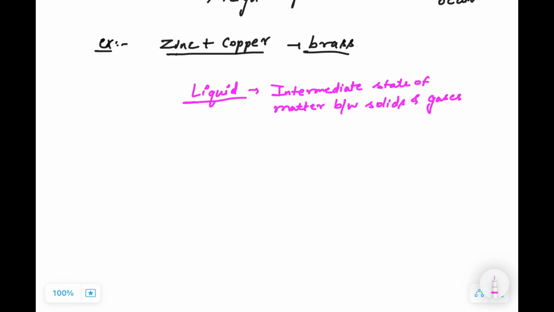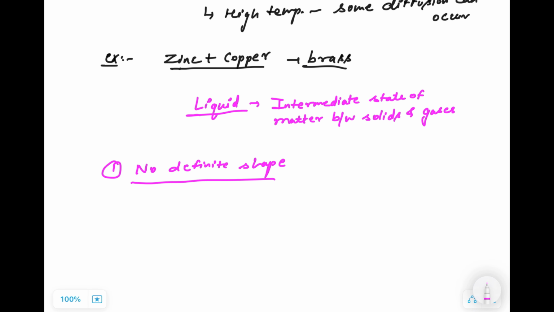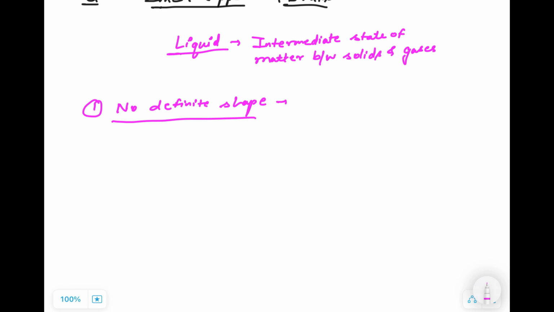Liquids are made of particles that are loosely packed compared to solids but closer than in gases. The first property of liquids is that they have no definite shape. Unlike solids, liquids are not tightly bound. They can move or slide past one another, and because of this, they take the shape of the container they are poured into.